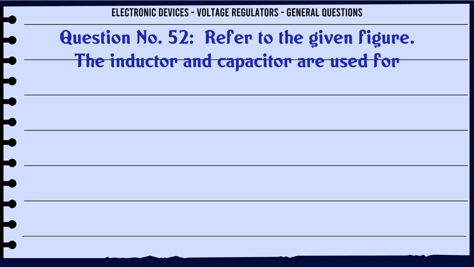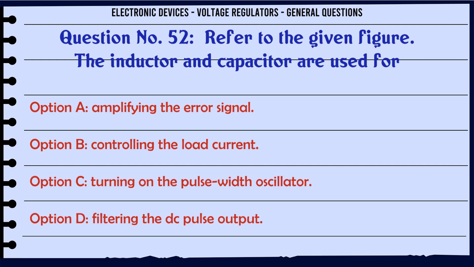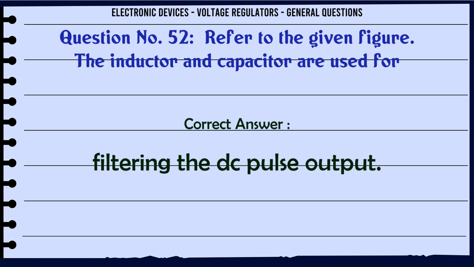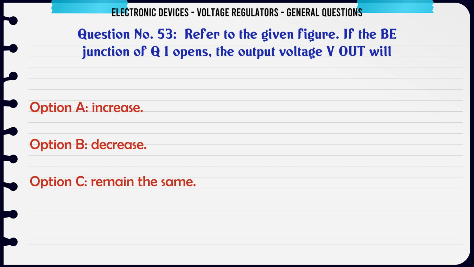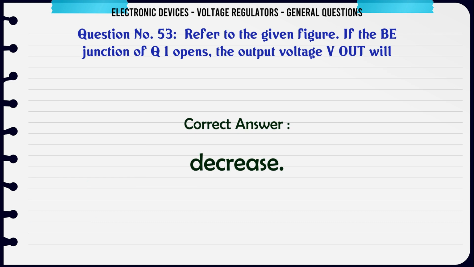Refer to the given figure. The inductor and capacitor are used for A. Amplifying the error signal, B. Controlling the load current, C. Turning on the pulse width oscillator, D. Filtering the DC pulse output. The correct answer is filtering the DC pulse output. Refer to the given figure. If the B junction of Q1 opens, the output voltage Vout will A. Increase, B. Decrease, C. Remain the same, D. The correct answer is decrease.